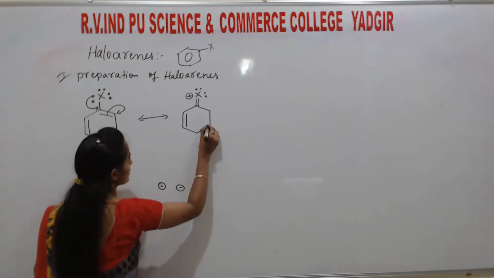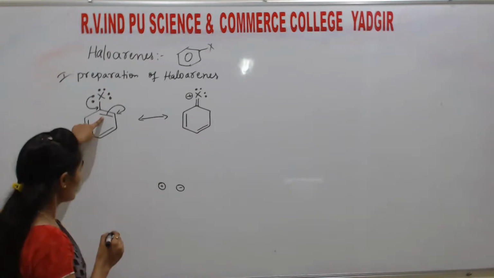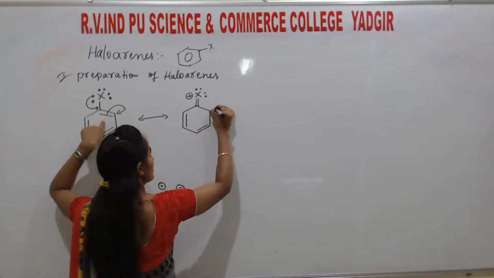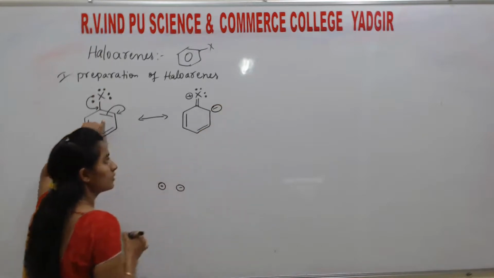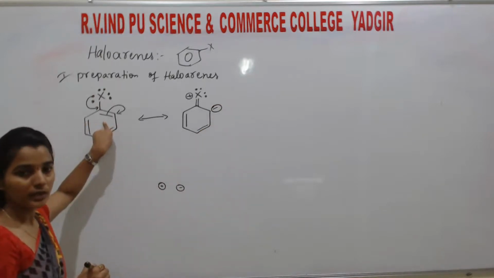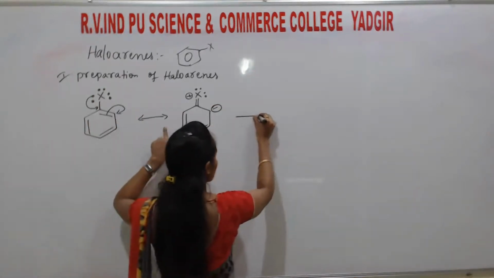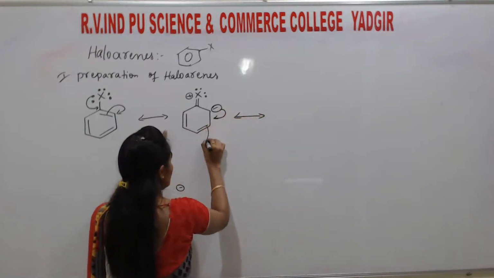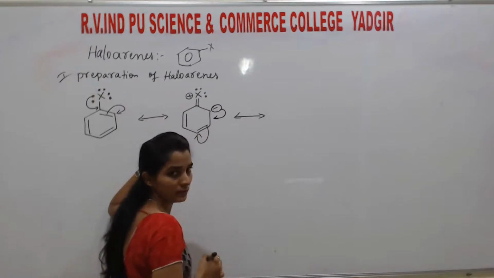So here benzene is there. Listen, here two bonded electrons are there. It comes here, which means we got a minus charge at this position. Correct? Next, in the second resonance, these electrons shift here, these electrons shift here.